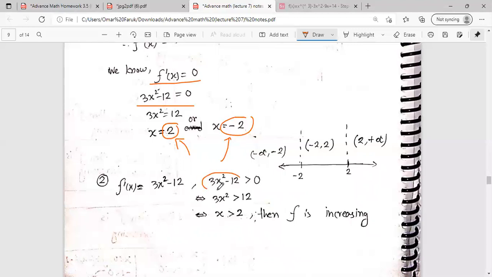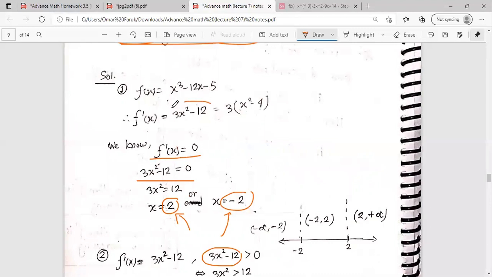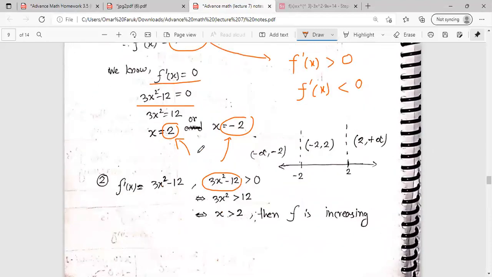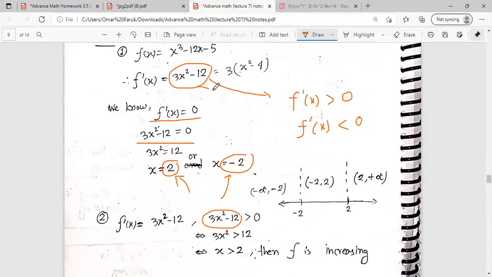Three x squared minus 12 is greater than 0. So there is a simple way: we can just write that our derivative is greater than 0. If our derivative is greater than 0, then the function is increasing, and if the derivative is less than 0, then the function is decreasing. And then we just put the value here, like our derivative is 3x squared minus 12.